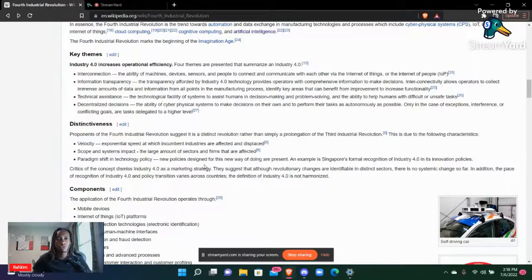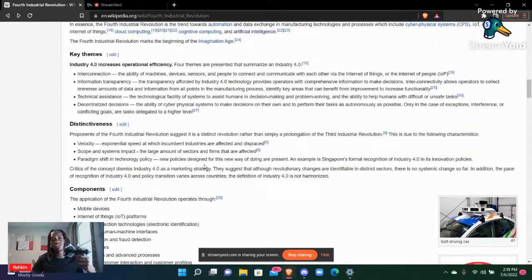All right, so it says Industry 4.0 increases operational efficiency. Four themes are presented that summarize Industry 4.0. Interconnection, the ability of machines, devices, sensors, and people to connect and communicate with each other via the Internet of Things or the Internet of People. What do you mean, Internet of People? It's sounding real Black Mirror in here, which is actually coming into life.